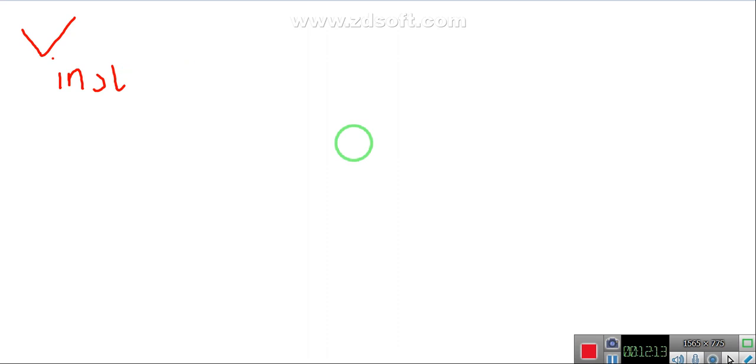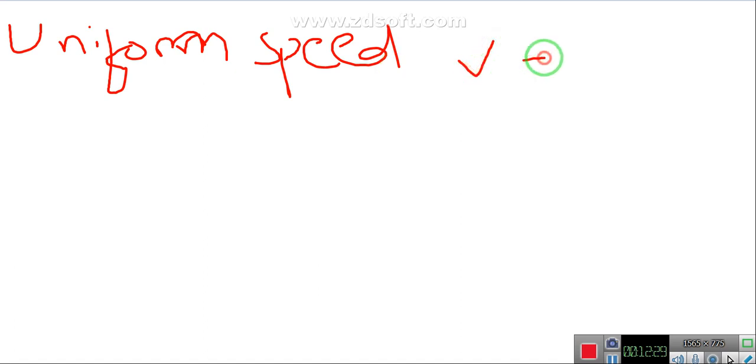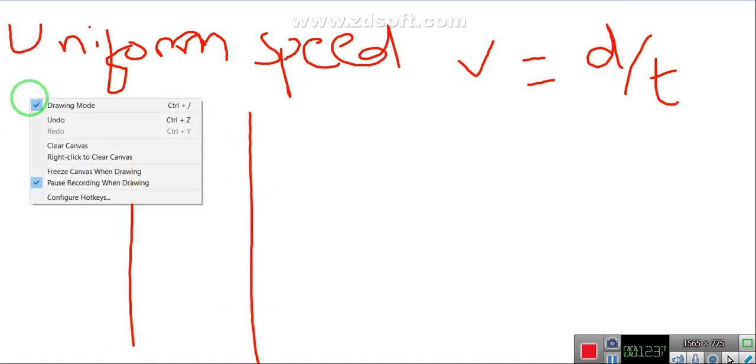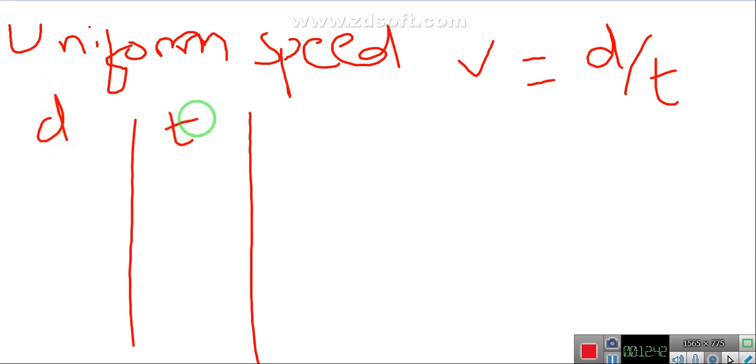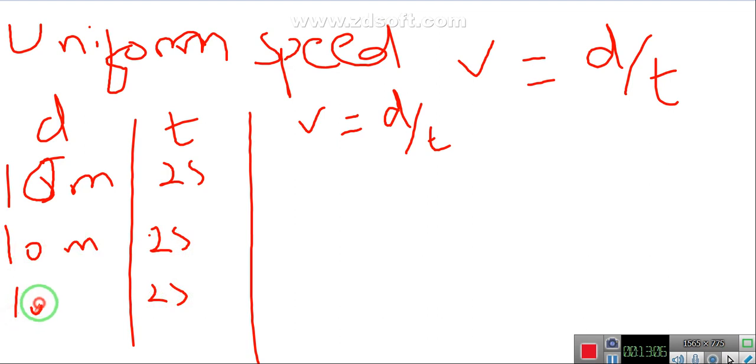We also have uniform speed. So uniform speed is, let's see again the same formula, d by t. We have three things: distance, time, and speed. Now d by t. Let's see, in the first 2 seconds it covers 5 meters, then after 2 seconds it covers 10 meters. For us it will be simple now. Then after 2 seconds it covers 10 meters again, then after 2 seconds it covers 10 meters again.